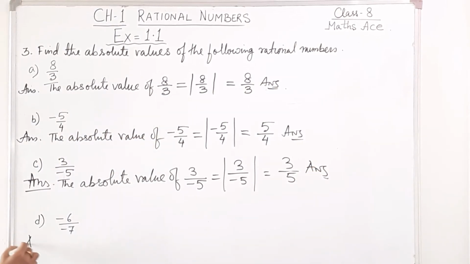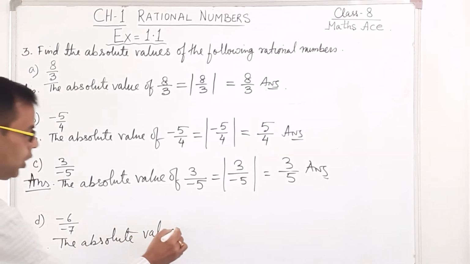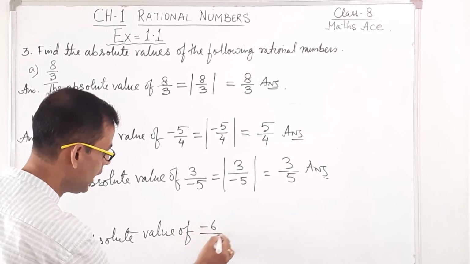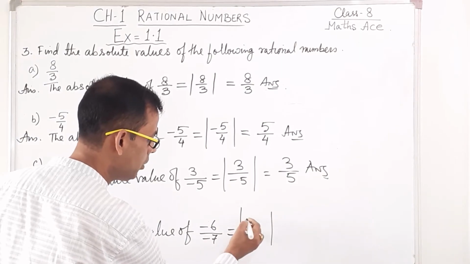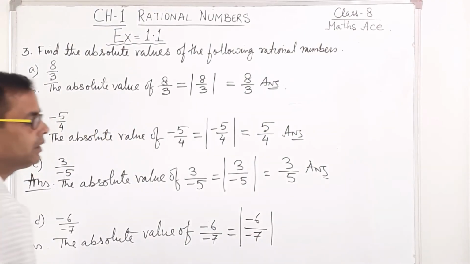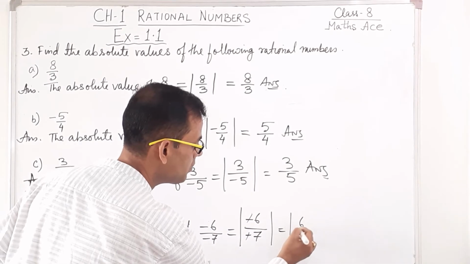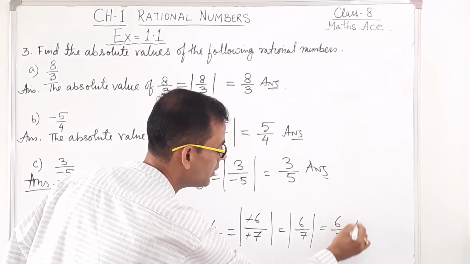Then number D, answer. So the absolute value of -6 by -7 equals, you can put the absolute symbol, -6 by -7. Clear? Now minus minus cancels, so what you get, 6 by 7 only, and it will come 6 by 7 only.